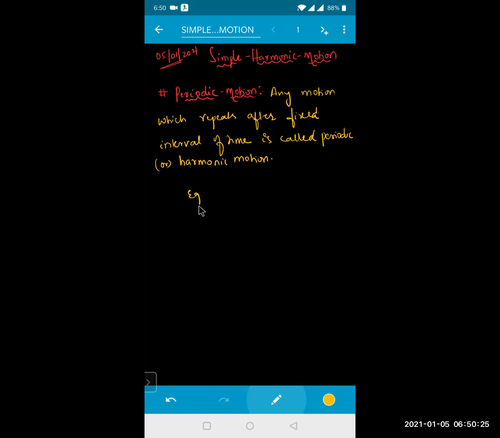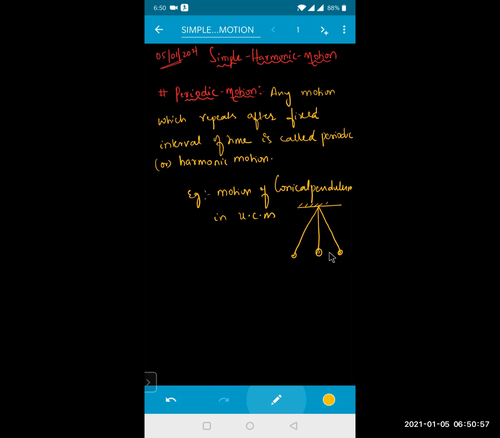The best example is the motion of a conical pendulum in uniform circular motion. If this is your rigid body and here is a spring and a bob has been attached, it may go from the mean position to the extreme position.